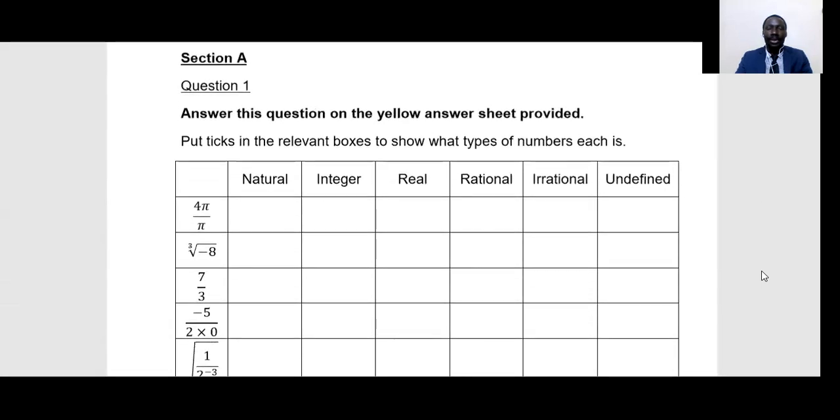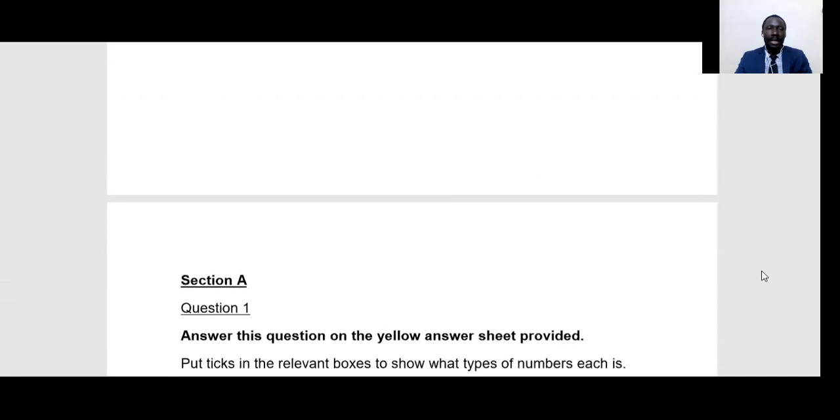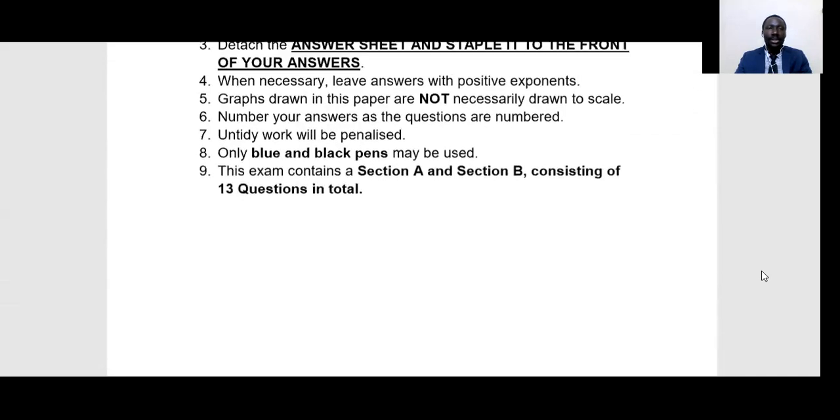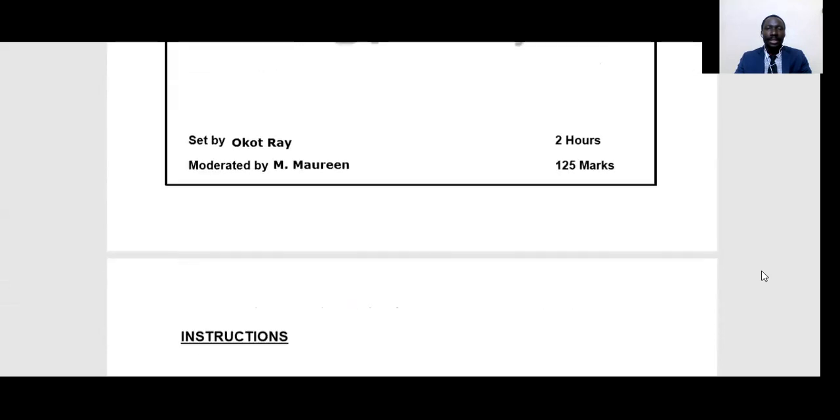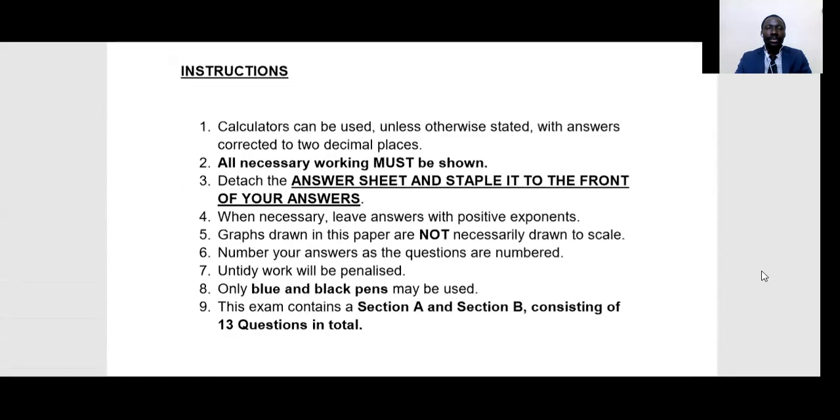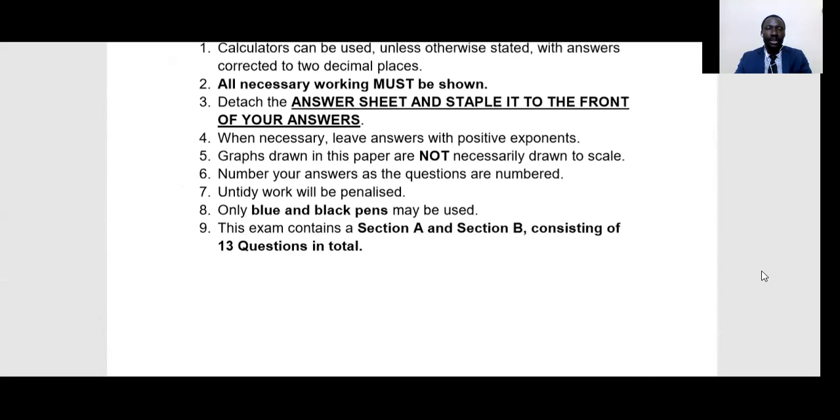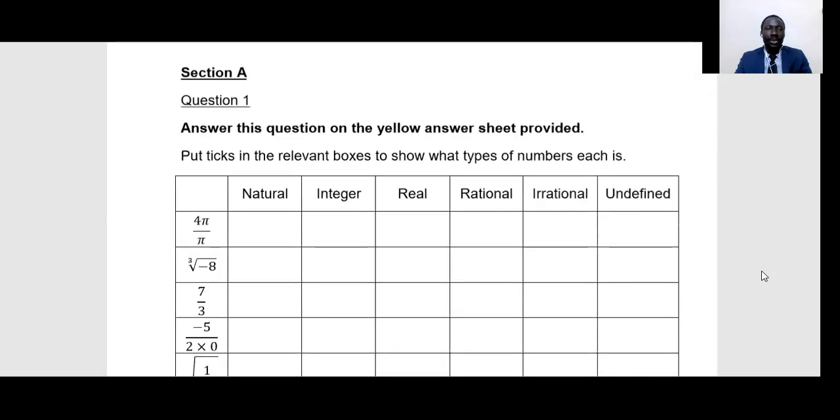So the paper has got 2 sections. The first section is section A, and the second one is section B. We will start with section A, and section A starts with question 1.